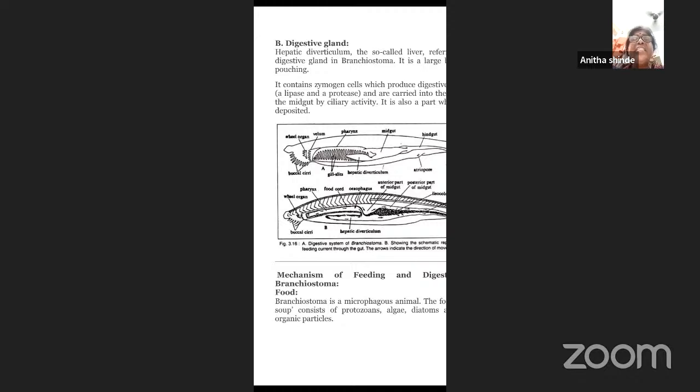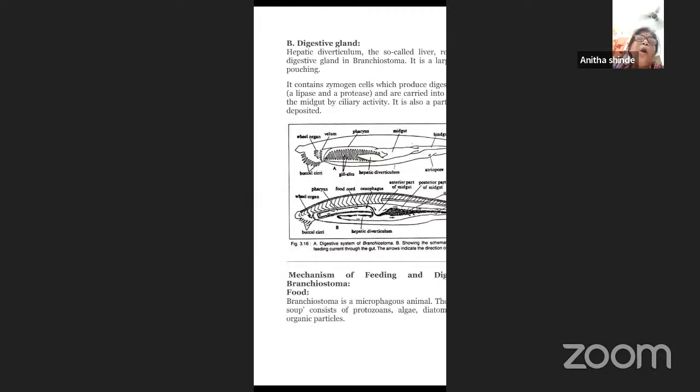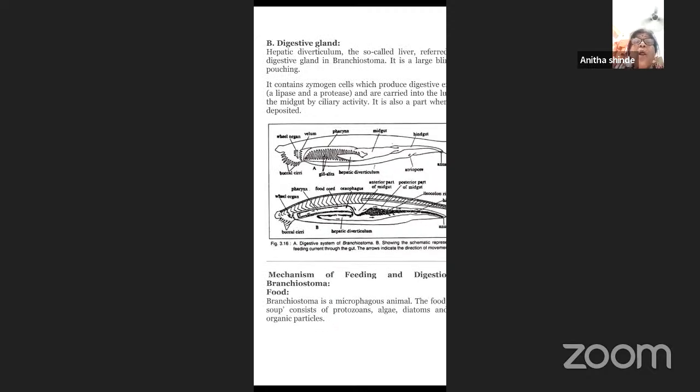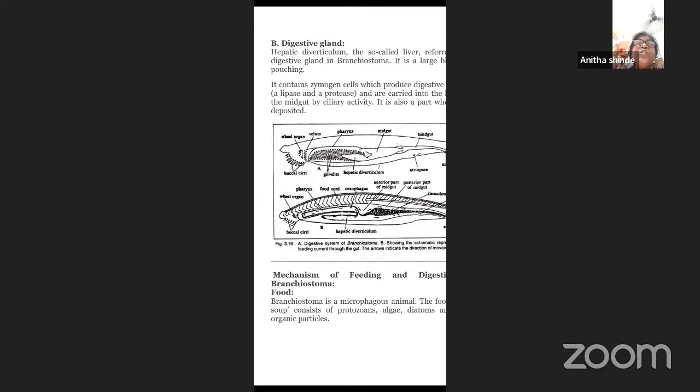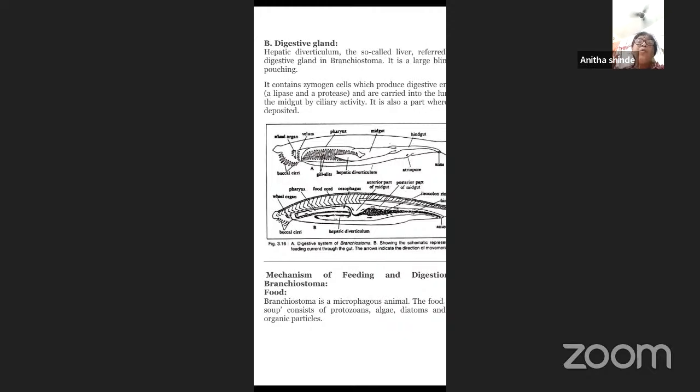Now it is a large blind outpouching. It contains the zymogen cells. These zymogen cells will produce the digestive enzymes, lipase as well as protease, and they are carried into the lumen of the midgut by the ciliary action. It is also a part where fat is deposited. So the so-called liver, which is called the hepatic diverticulum in Branchiostoma, is an important organ. It is a large, blind outpouching containing zymogen cells, which produce the digestive enzymes.